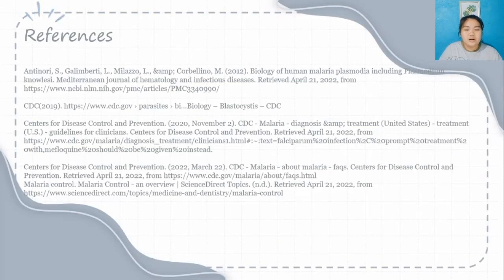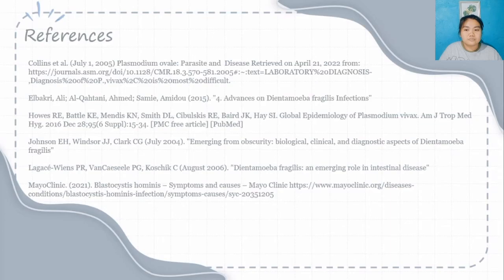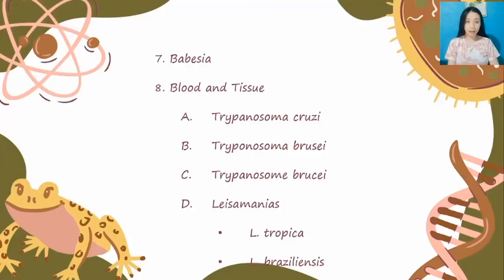So these are our references. And then we'll be discussing Babesia, blood and tissue Trypanosoma cruzi, Trypanosoma brucei, and Leishmania: L. tropica and L. brasiliensis.